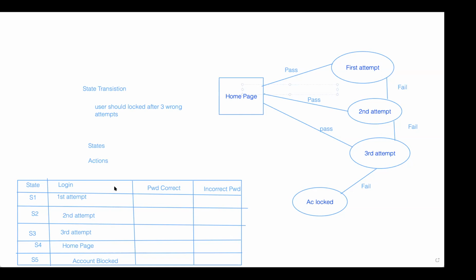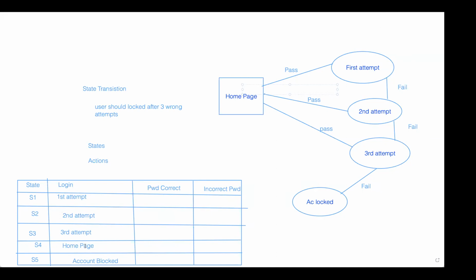Now see this table. I have listed a few columns here. State will be one column, and then login, correct password and incorrect password. Now let us see what the states are. I need to list out all the states here. First attempt, second attempt, third attempt, and not only these, but also home page and account lock. All these are states. We need to check for account block, home page, and all. So I have listed all the states based on the transition diagram. Now we have 5 different states.